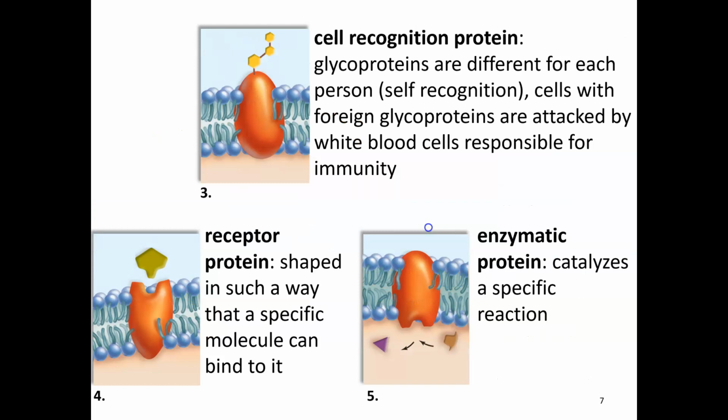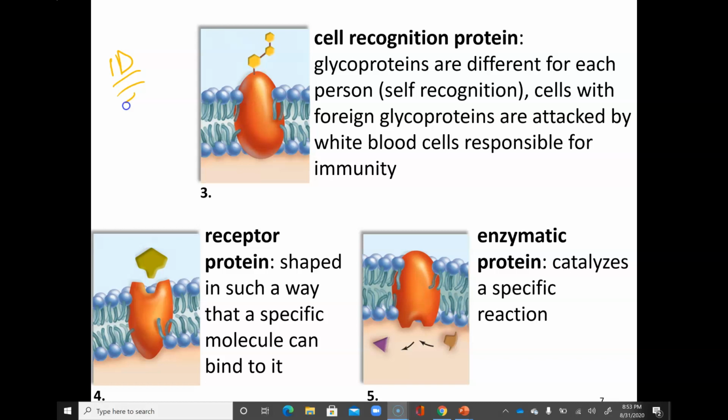We have cell recognition proteins. So these are typically glycoproteins, are cell recognition proteins. So these are kind of like your identification tags. This is your ID. And so your cells have your own glycoproteins where other cells have different glycoproteins. And so your body knows the difference between your glycoproteins and foreign glycoproteins. And this actually helps us in maintaining health of the entire body.